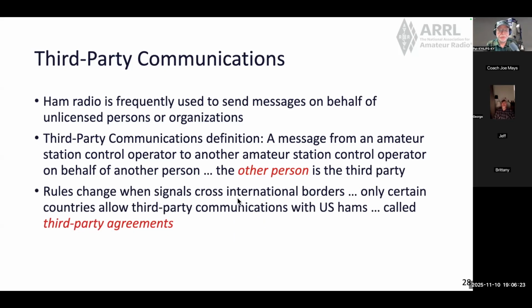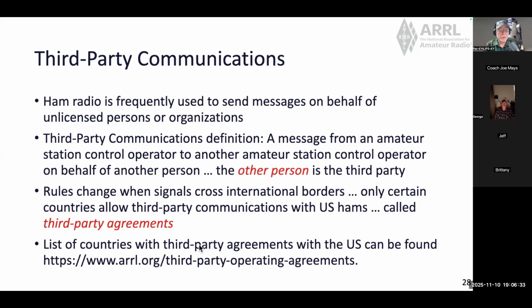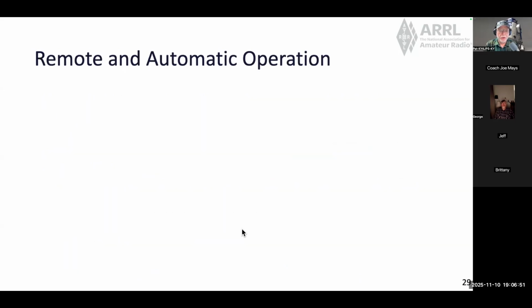Rules change when signals cross international borders. Only certain countries allow third party communications with U.S. hams, and that's called third party agreements. The list of countries with third party agreements with the U.S. can be found at that link on the ARRL website, and there's quite a few countries that will allow third party agreement, but there are some countries that you can't send third party messages to.